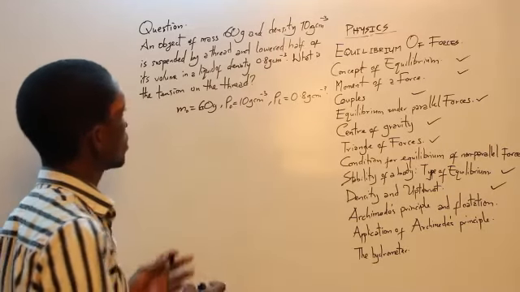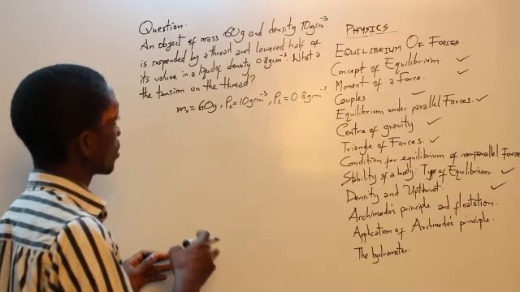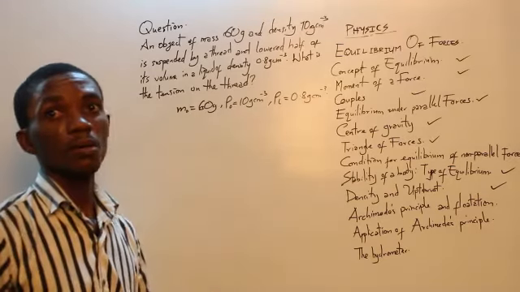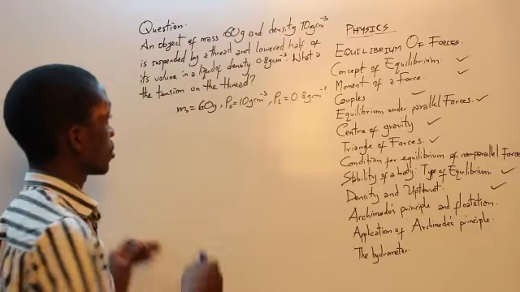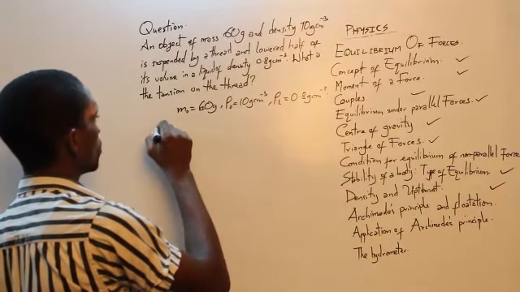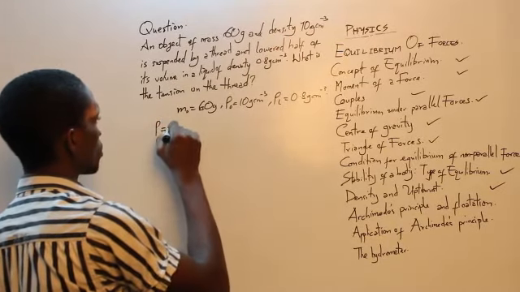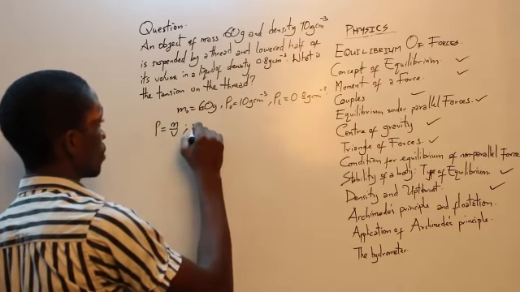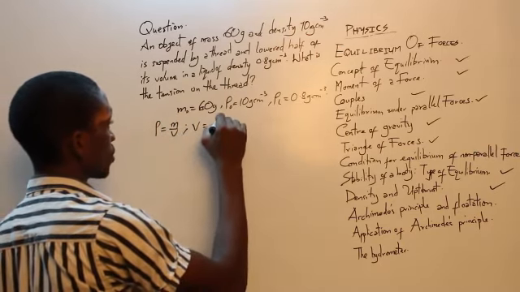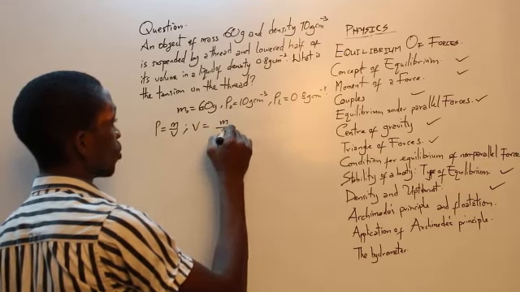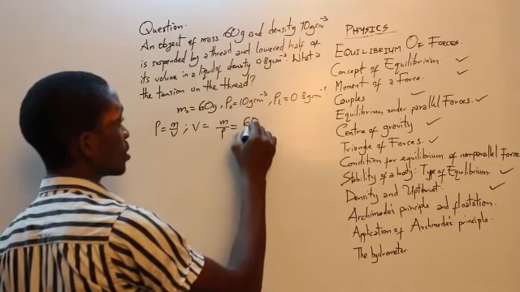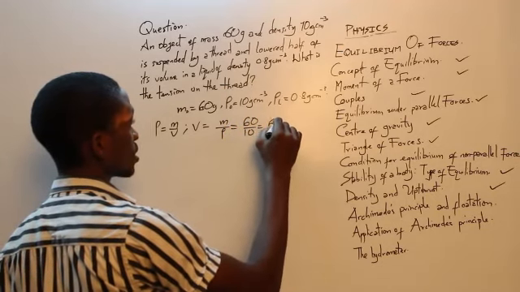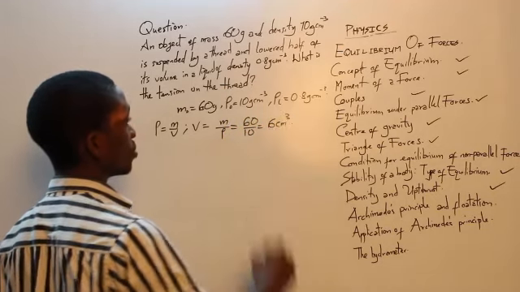The first thing we can calculate out of here is the volume of the object. To calculate our volume, we know rho equals m over v, thus v will be equal to m over rho. That will give us 60 over 10, which will give us 6 cm cube.